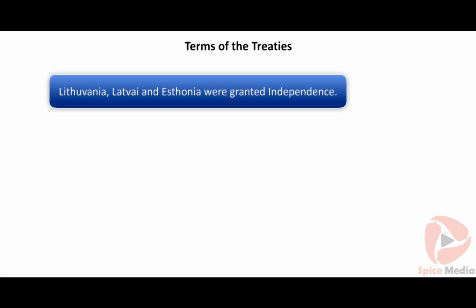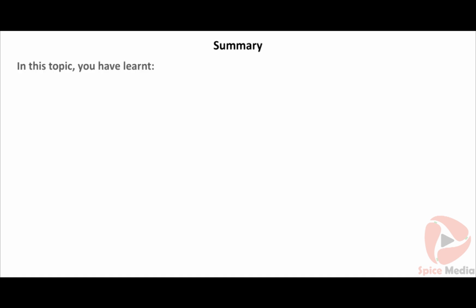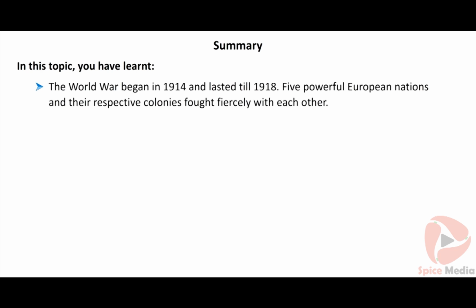Monarchy was abolished in Germany, Russia, Austria, and Turkey. It caused inestimable loss of property and human lives. In many countries, monarchies gave place to democracies. New republics of Czechoslovakia and Poland were born.